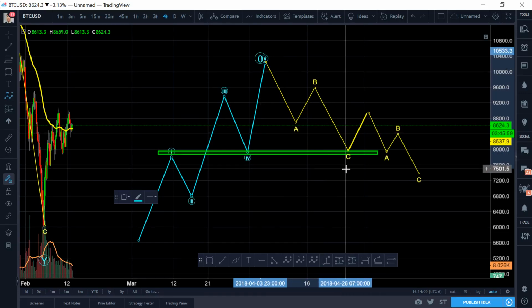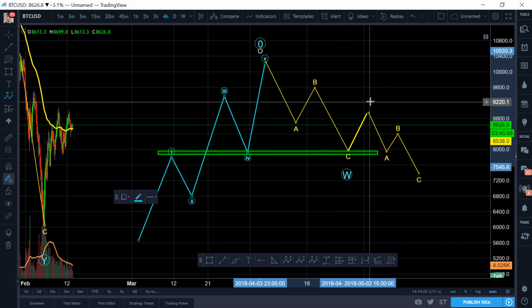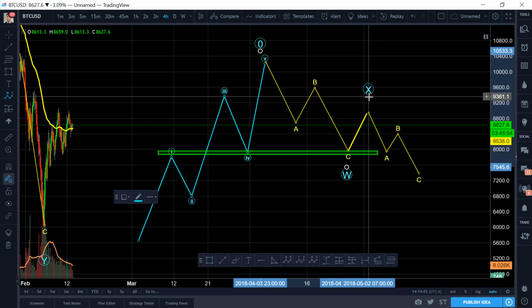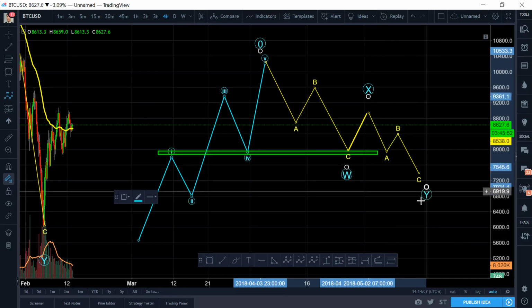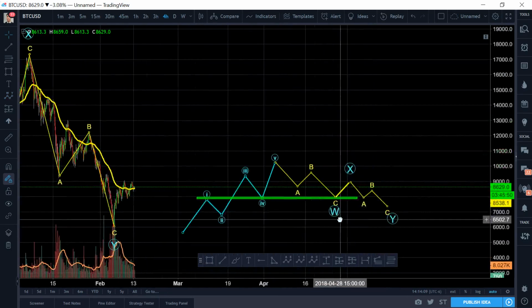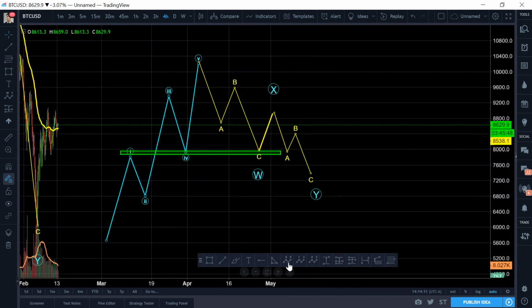So this would be your W point, where the C ends. The X over here denotes failure. Think of X as in failure. And then you get a Y down here, okay? And now, what we're going to talk about is what is going on right now.